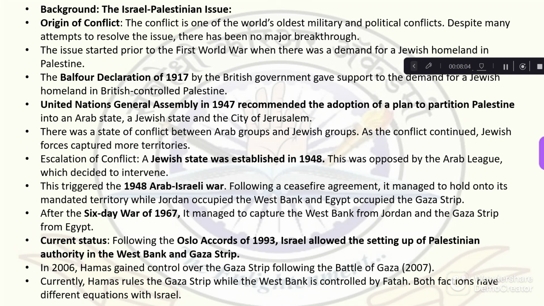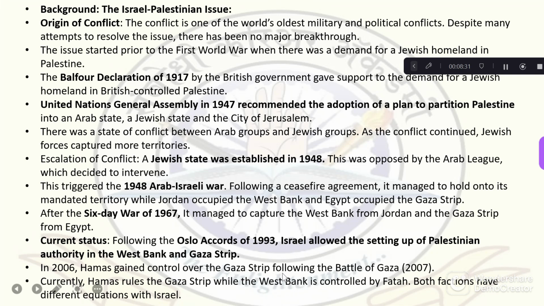Okay, so what is Hamas? Hamas is a militant group which is controlling the Gaza Strip. There was a battle of Gaza in 2007 in which Hamas fought with Israel and got control of the Gaza Strip. And there is another group called Fatah, which is occupying the West Bank region of Israel.